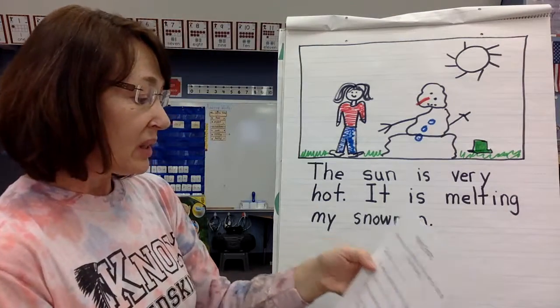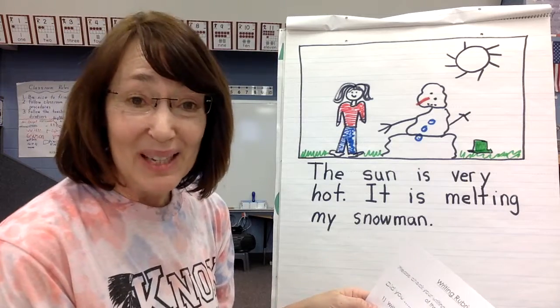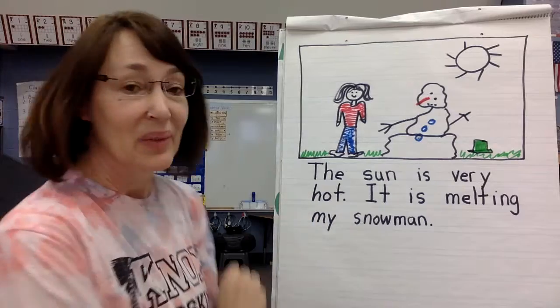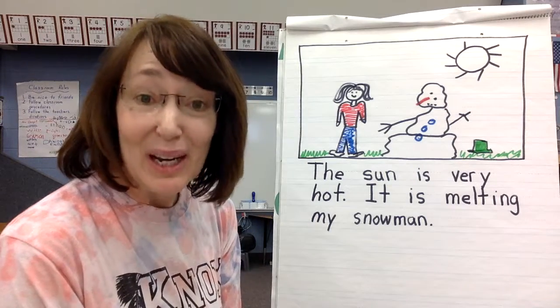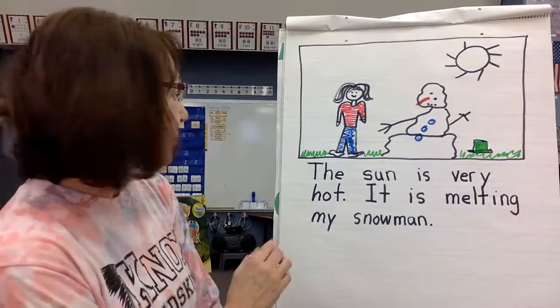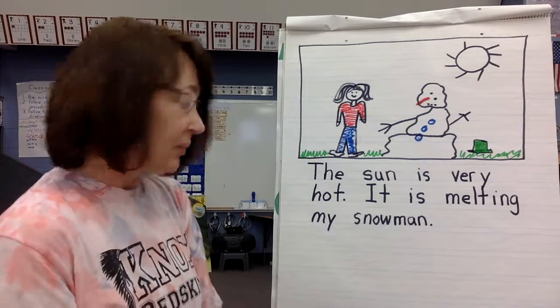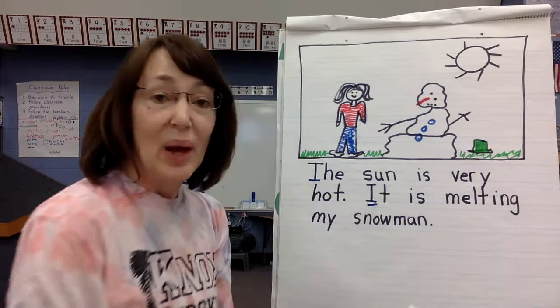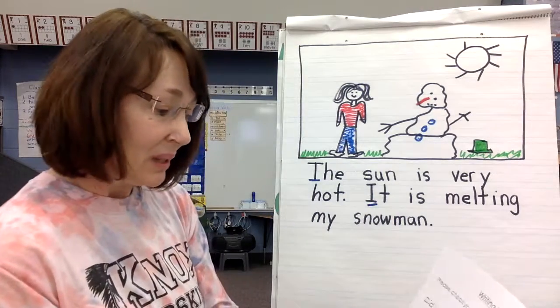The first one is, did I write two sentences that make sense? The sun is very hot. It's melting my snowman. I think that they do make sense, and I do have my two sentences. Did I start my sentences with capital letters? I've got one capital letter here and one capital letter here. So I have my two capitals at the beginning of my sentences.